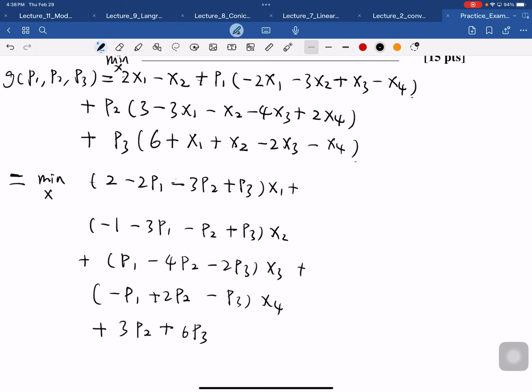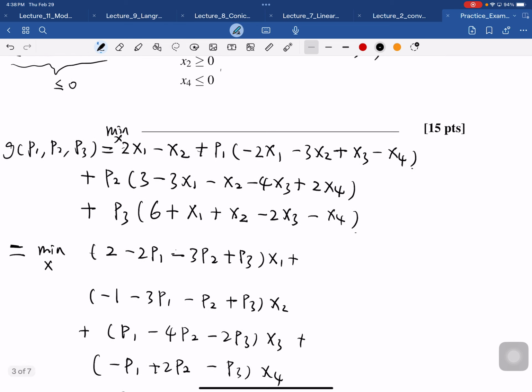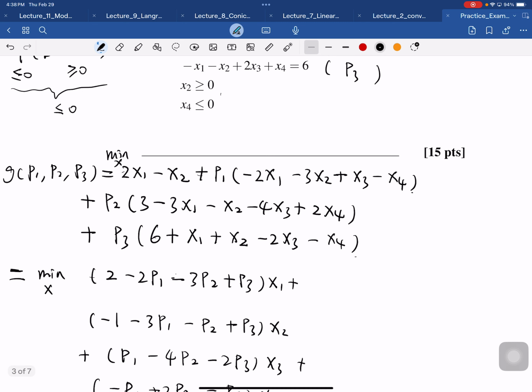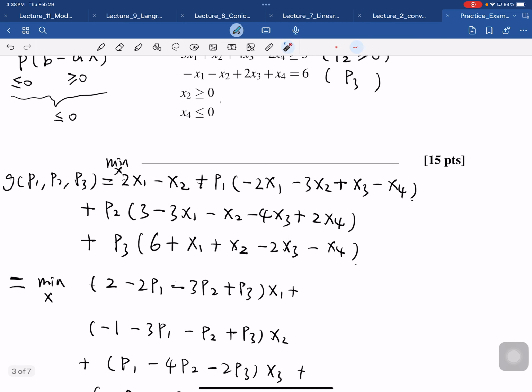How do we get the dual? Let's look at the coefficients of each of the terms. For the first term, we have something related to the dual variable times x1. But in the primal problem, it only has constraints on x2 and x4, right? So x1 is unconstrained. Then this coefficient must be 0, otherwise you just let x1 go to plus or minus infinity, and you have an unbounded problem.